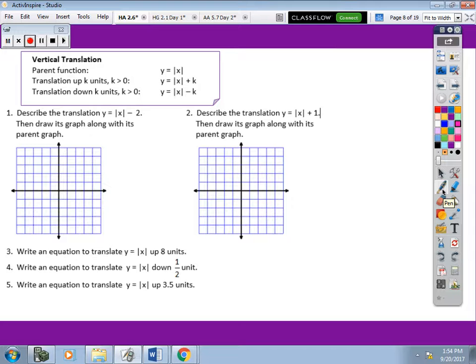So, describe the translation, then draw its graph along with the parent graph, which this is the only one we're actually going to draw both of them. Otherwise, we'll just graph the equation. So first of all, when they ask you to describe, you just have to look at it and see, oh, there's a minus 2 at the end, so that means that it's going to be shifted down 2.